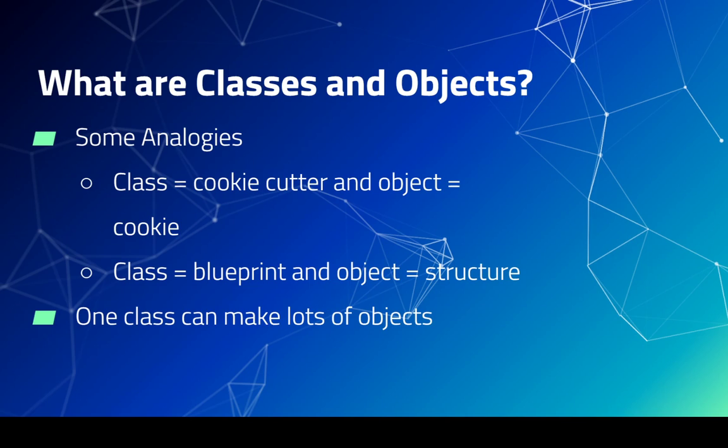So you can think of the class as a cookie cutter and the object as a cookie. So the class can make multiple objects out of the cookie dough, right? And each object is the cookie, right? So you can make multiple cookies out of one cookie cutter.